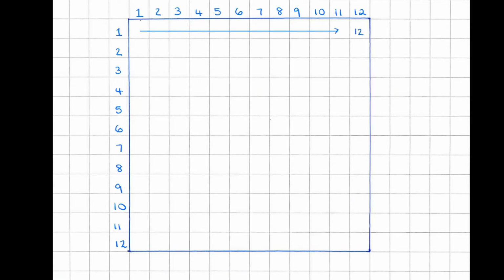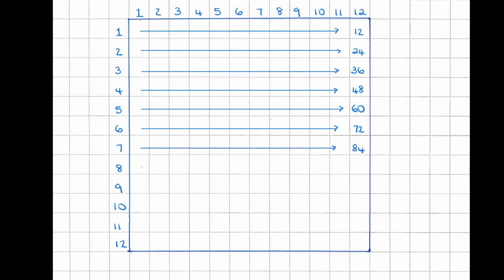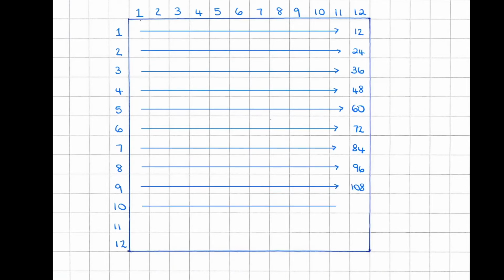For the first row we've got 12 squares. Second row we've got 24 altogether centimetres squared. Third row 36 centimetres squared. 48, 60, I hope you're remembering your 12 times table, 72, 84, 96, 108 centimetres squared, 10 times 12, 120 centimetres squared, 11 times 12, 132, and finally altogether 144 centimetres squared.